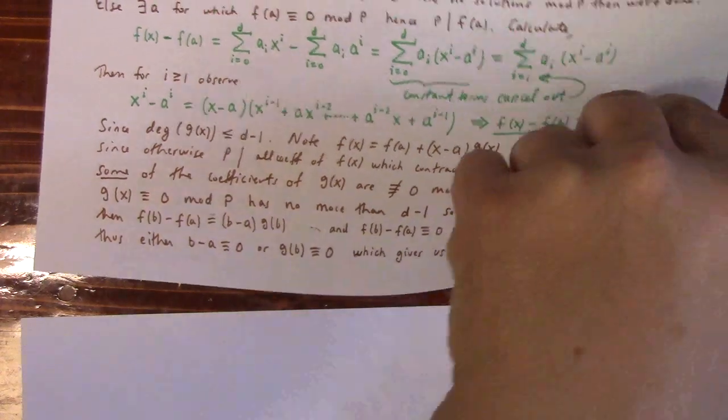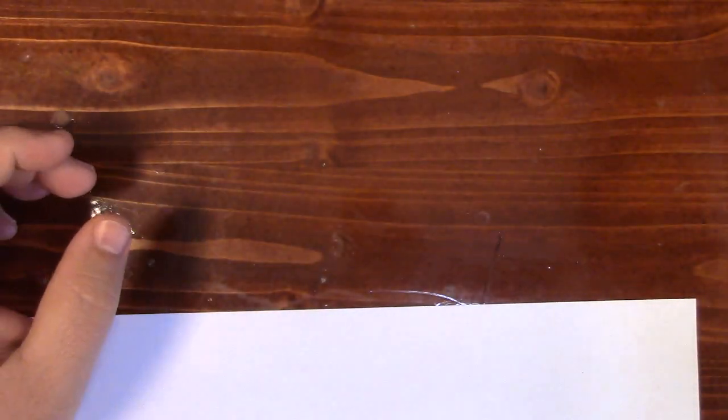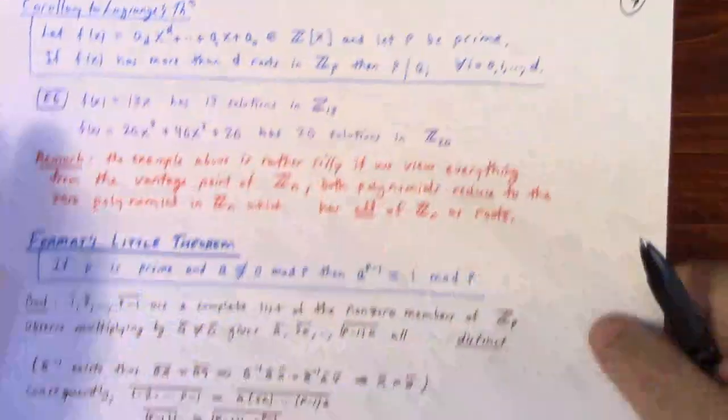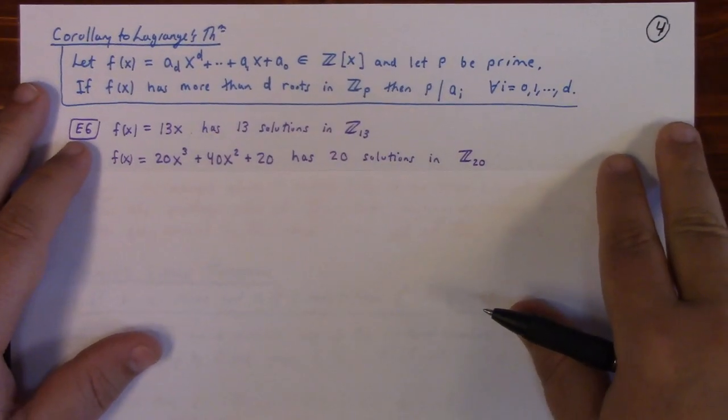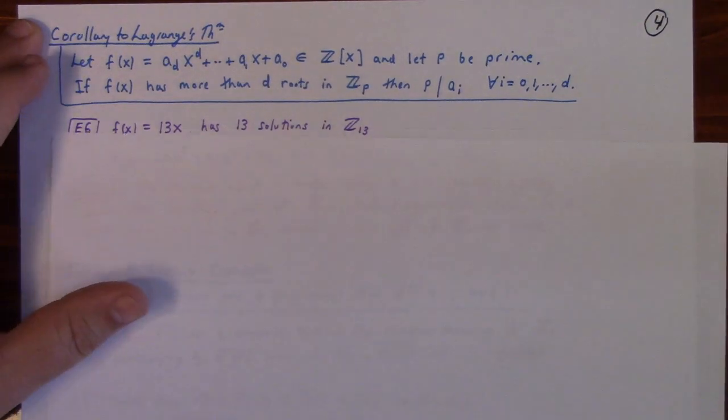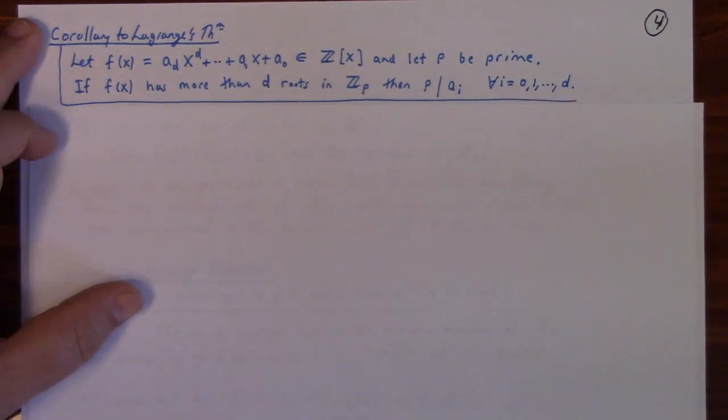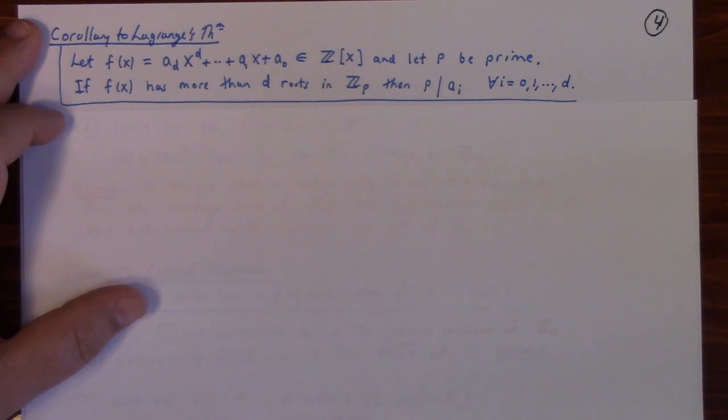So that's Lagrange's theorem on polynomial congruence. There are some corollaries here. Here's one. Let f of x be a sub d x to the d plus and so on, and let p be prime. If f of x has more than d roots in Z mod p, then p divides a sub i for each coefficient, right? So straightforward.